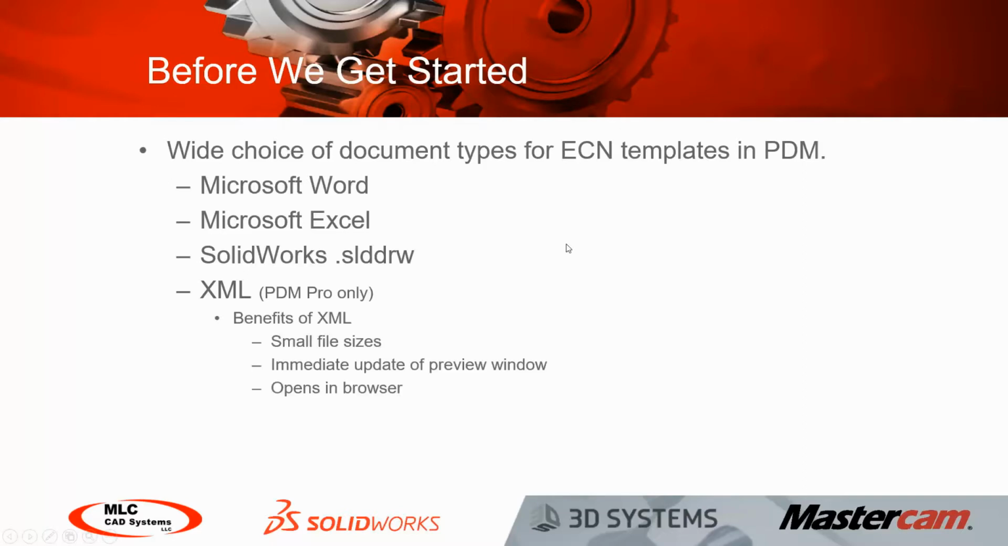The benefits of using the XML file is that it creates a small file itself. So the XML document actually is a very small file. If you do make a change to the data card of the XML file, it updates in the preview window immediately, which is a great benefit over these other file types. And the other nice thing about it is it opens in your regular browser. So if you're using Internet Explorer and you double click on the XML file, it will just open up in Internet Explorer.